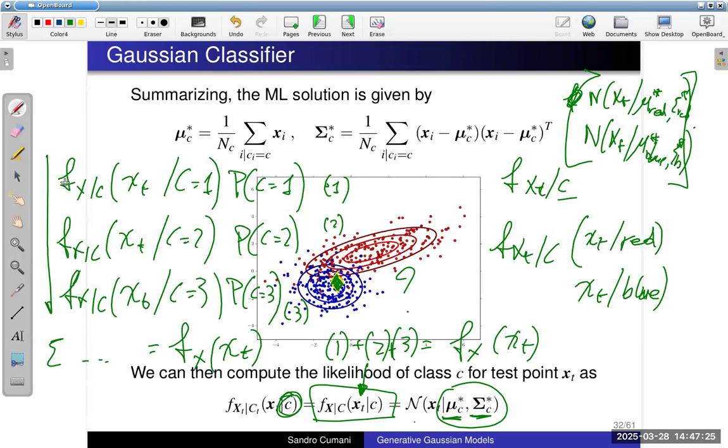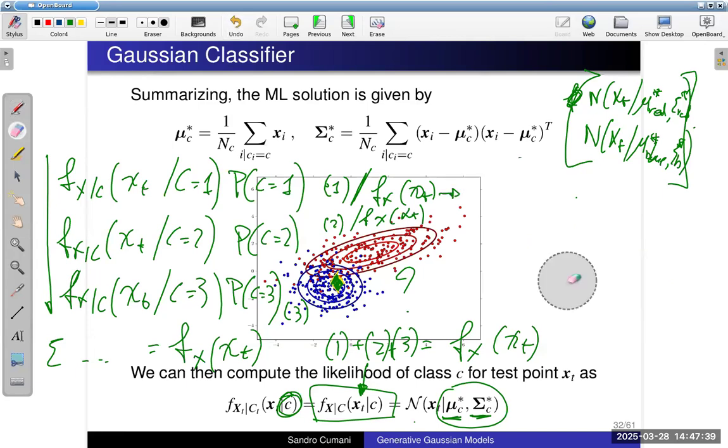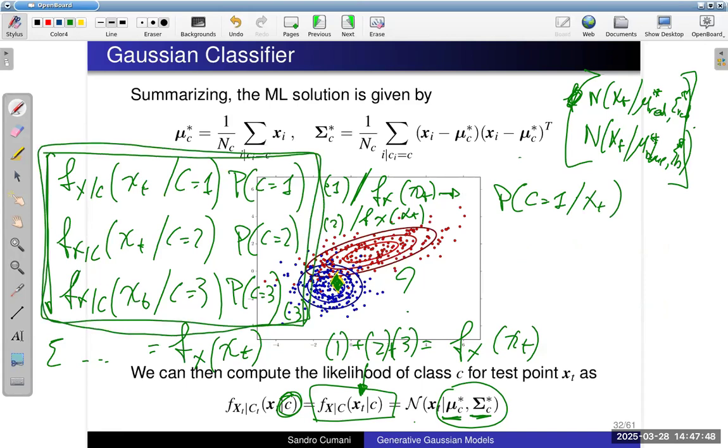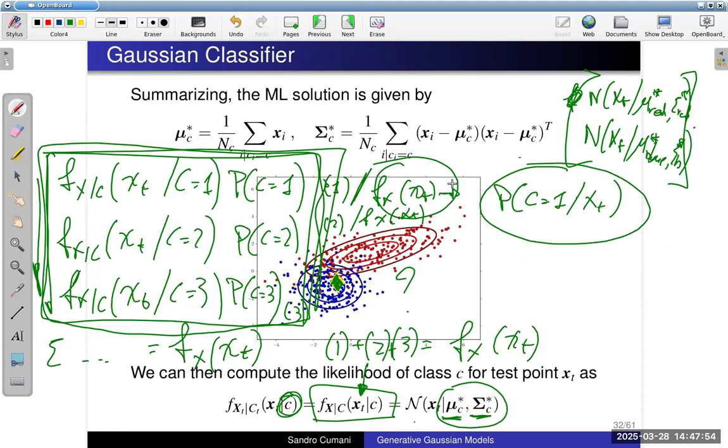So if now I take this expression and I do 1 divided by the marginal, 2 divided by the marginal, and 3 divided by the marginal, this gives me exactly the class posterior. So this will be probability of class 1 given xt. So essentially what I need to compute are these terms. Once I have computed these terms, I have everything that I need because I can easily compute the marginal by just adding this value. And if I want the class posterior probability, I just need to divide by this value.